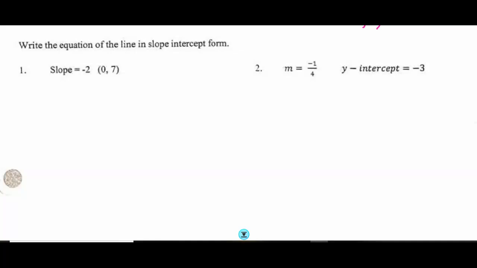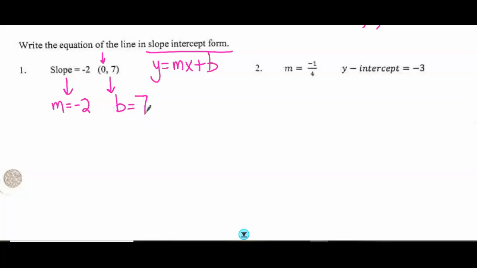And the last thing, now we're going to combine this and write an equation in slope-intercept form. Now you have to know that slope-intercept form is y equals mx plus b. So on the first one here it says slope is -2. Well, if they tell you the slope, you write m equals -2. They give you the ordered pair 0, 7. You should know that that is a y-intercept because we just talked about when the x value is 0 in an ordered pair, it's your y-intercept, so we know b is 7.